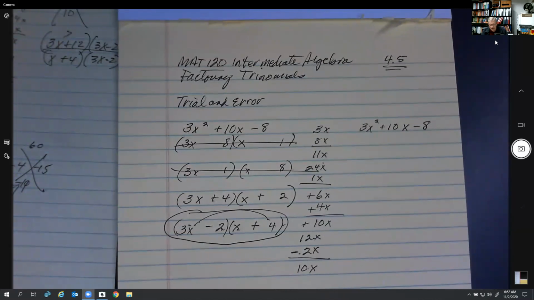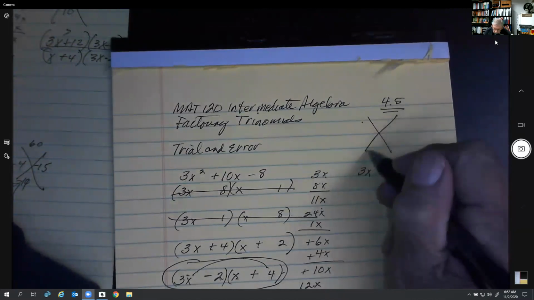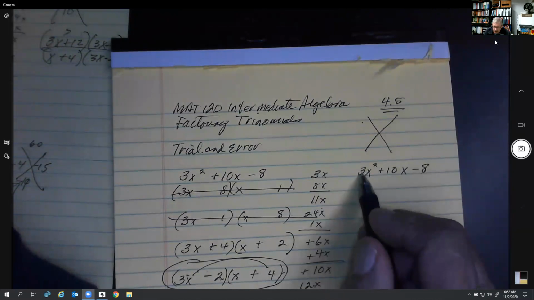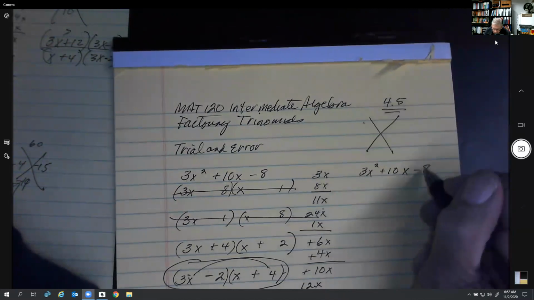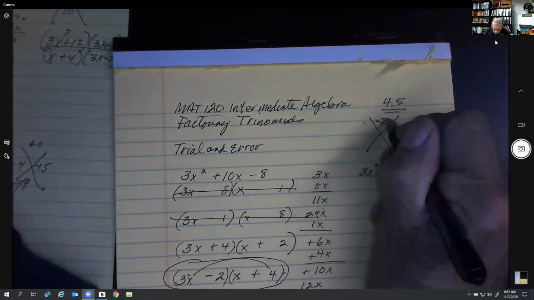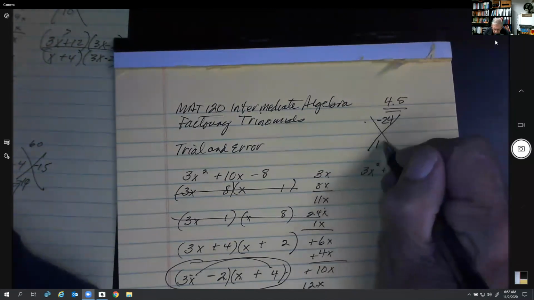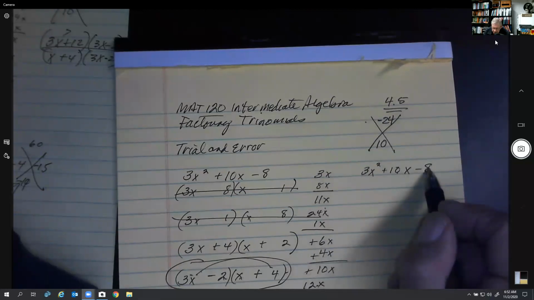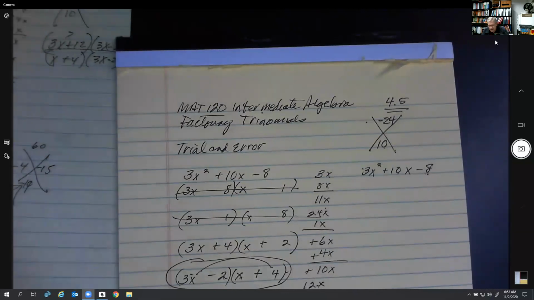So to do this, I'm going to use my X box like I did before. The only difference is I'm going to multiply my 3 times the 8. I'm going to multiply this first term times my last term and put it up here, along with the sign, negative 24. And then I'm going to put the middle term over here. That way we have everything organized. So outside, I'm going to multiply these two terms together. That's my term here. And then I'm going to put the 10.